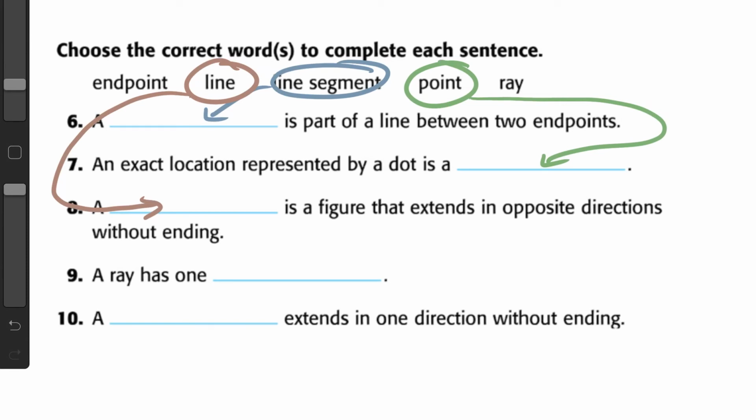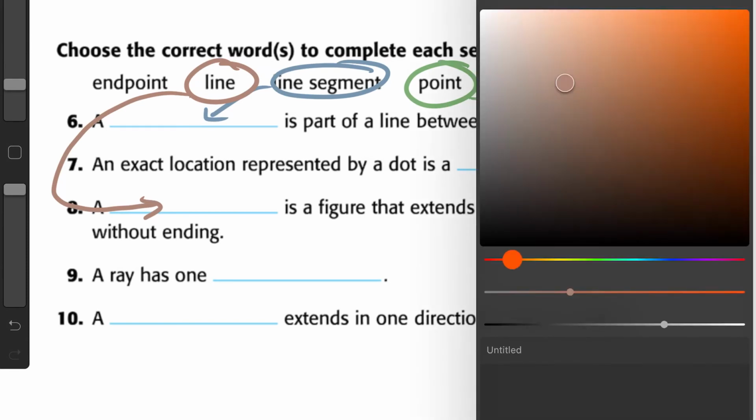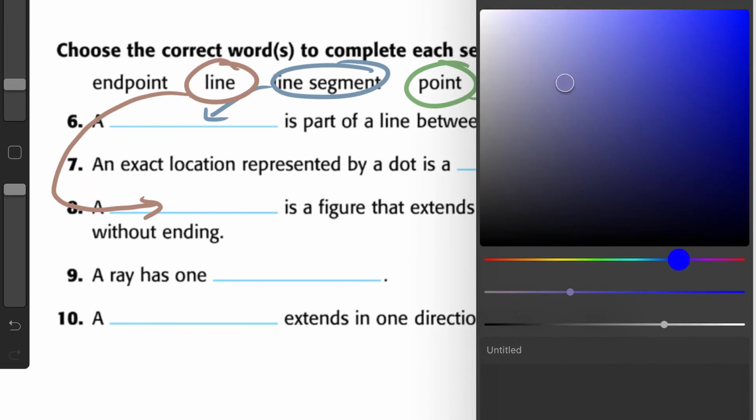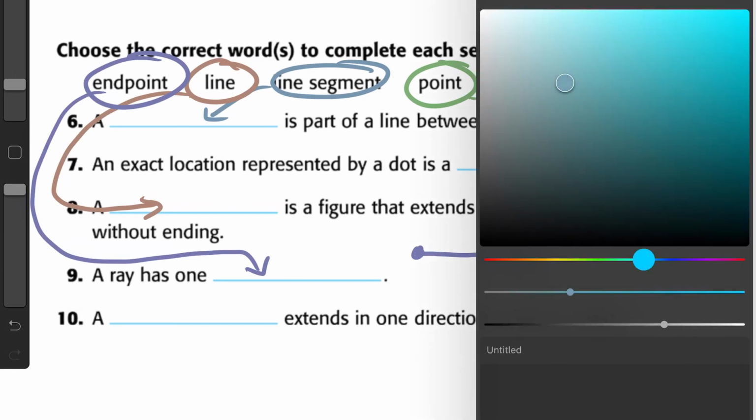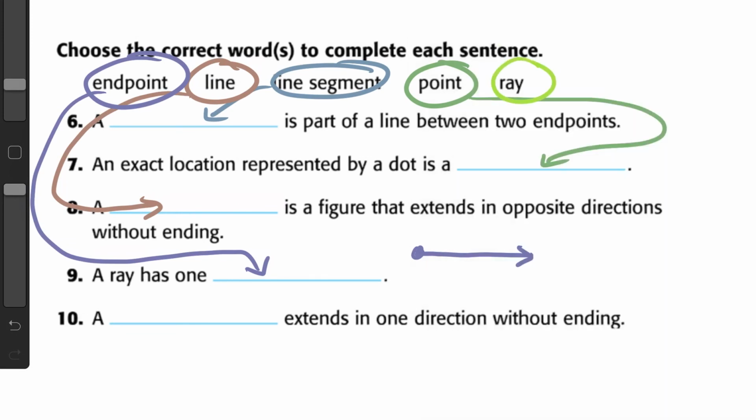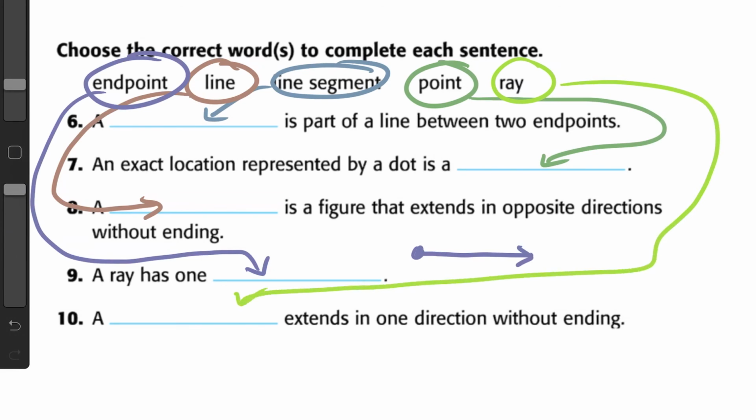A ray has 1 endpoint. So a ray has 1 endpoint and 1 arrow that goes on forever. So it looks like this. A blank extends in 1 direction without ending. So the only one left is a ray. A ray extends in one direction, so in one direction it's ending, and in the other it goes on forever.